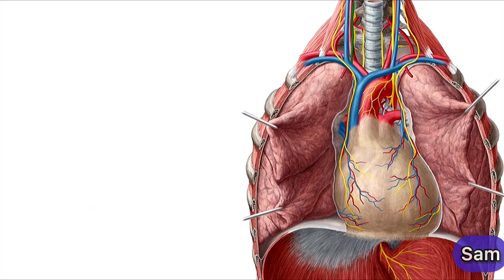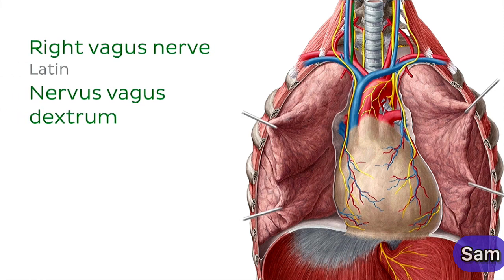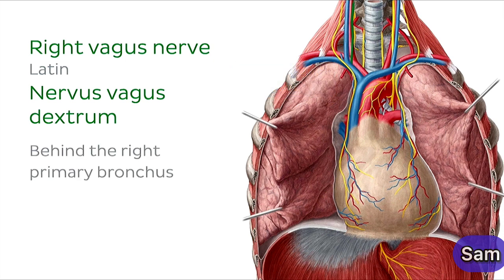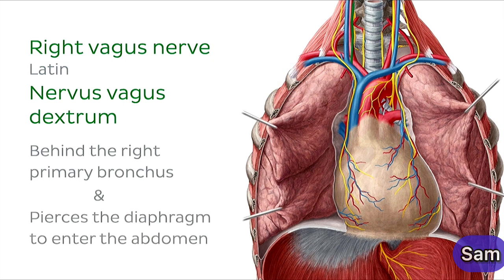On the right side of the body, we'll find the other vagus nerve. And with the heart in situ, you can't quite see as much of the right vagus nerve, but you can see how it is also situated between the common carotid artery and the internal jugular vein on the right side. It will also dive behind the right primary bronchus and will pierce the diaphragm to enter the abdomen. We just can't see these relationships on the right side because the heart is in the way.